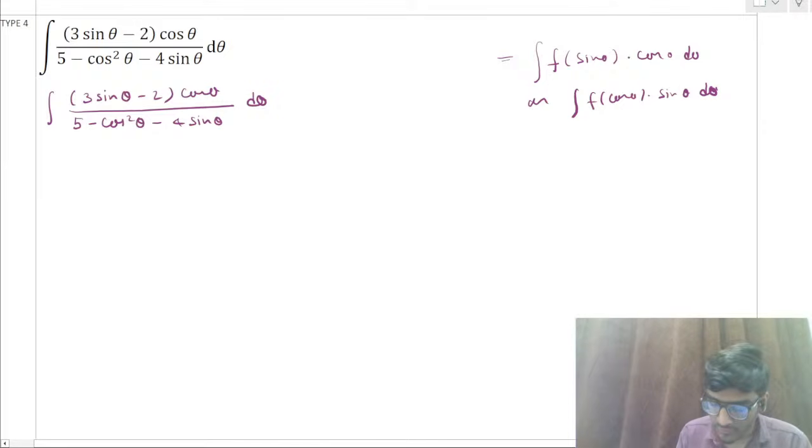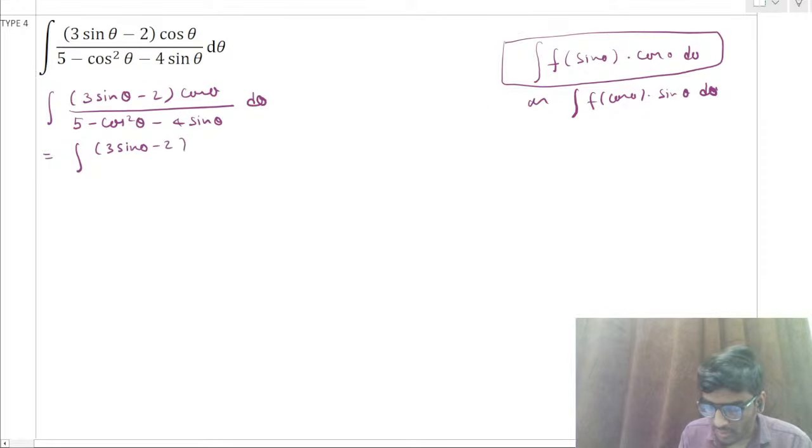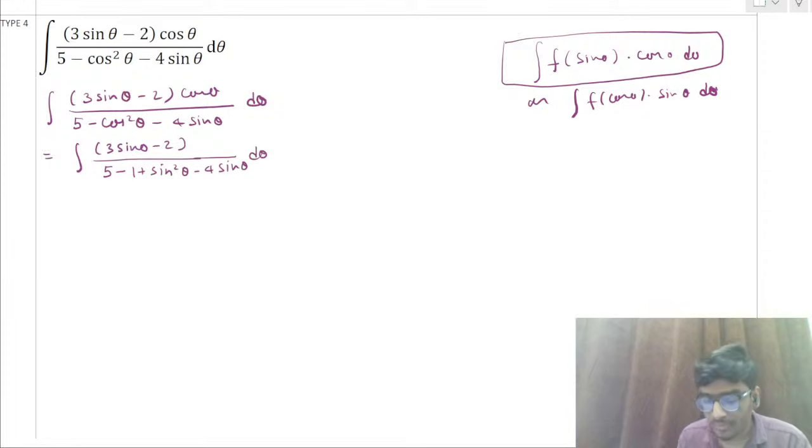So we can rewrite it as 3 sine theta minus 2 upon 5 minus, we can write cos square theta as 1 minus sine square theta, so this becomes 4 plus sine square theta minus 4 sine theta, times cos theta d theta. We are going to write in this form, the first form.